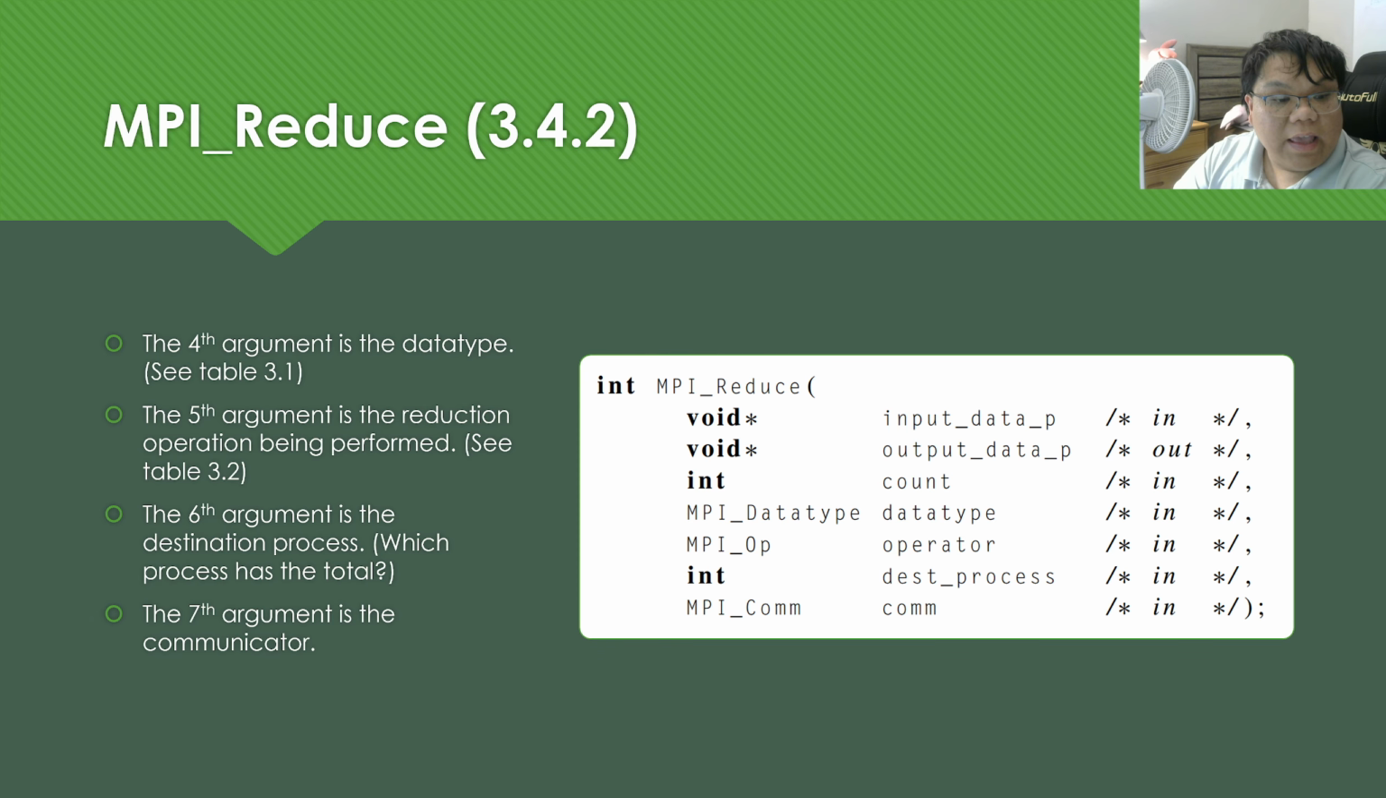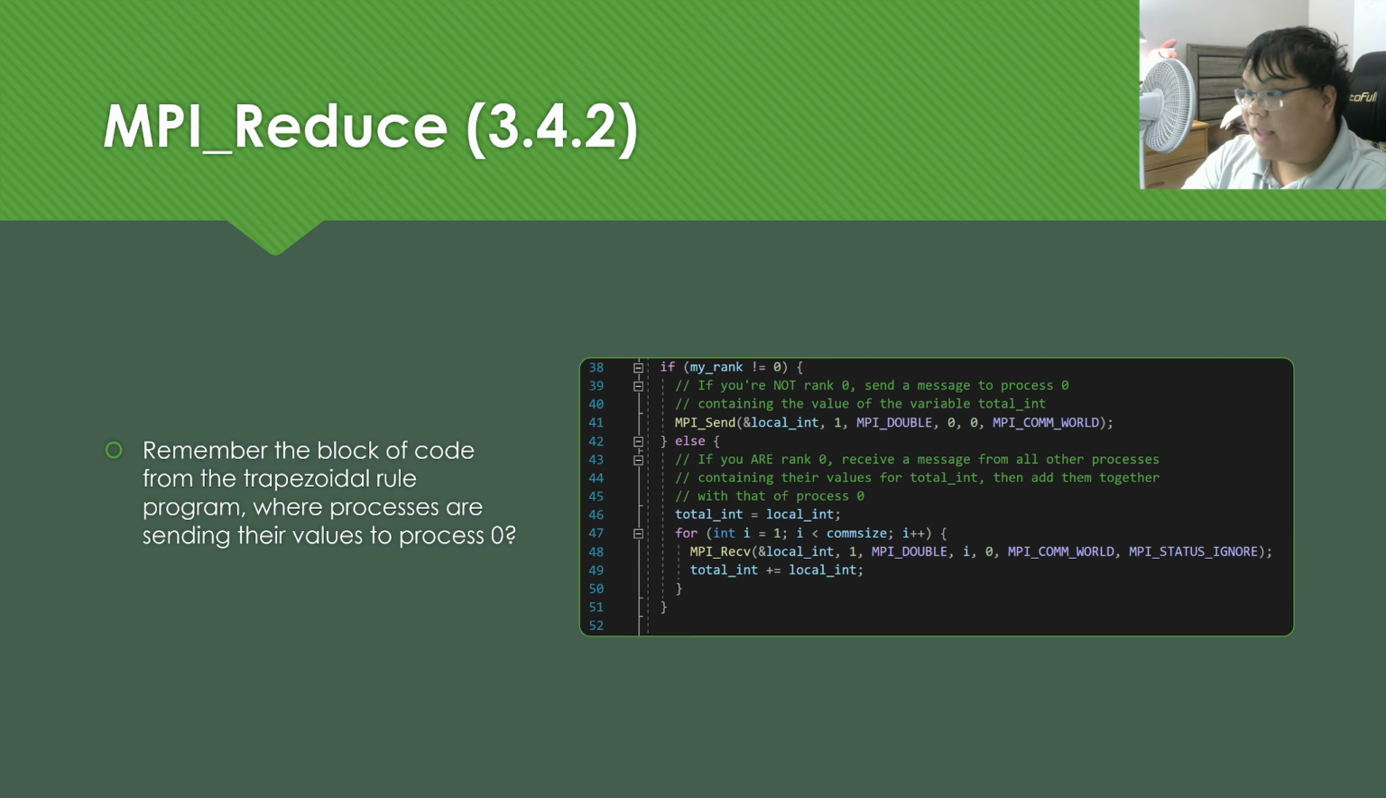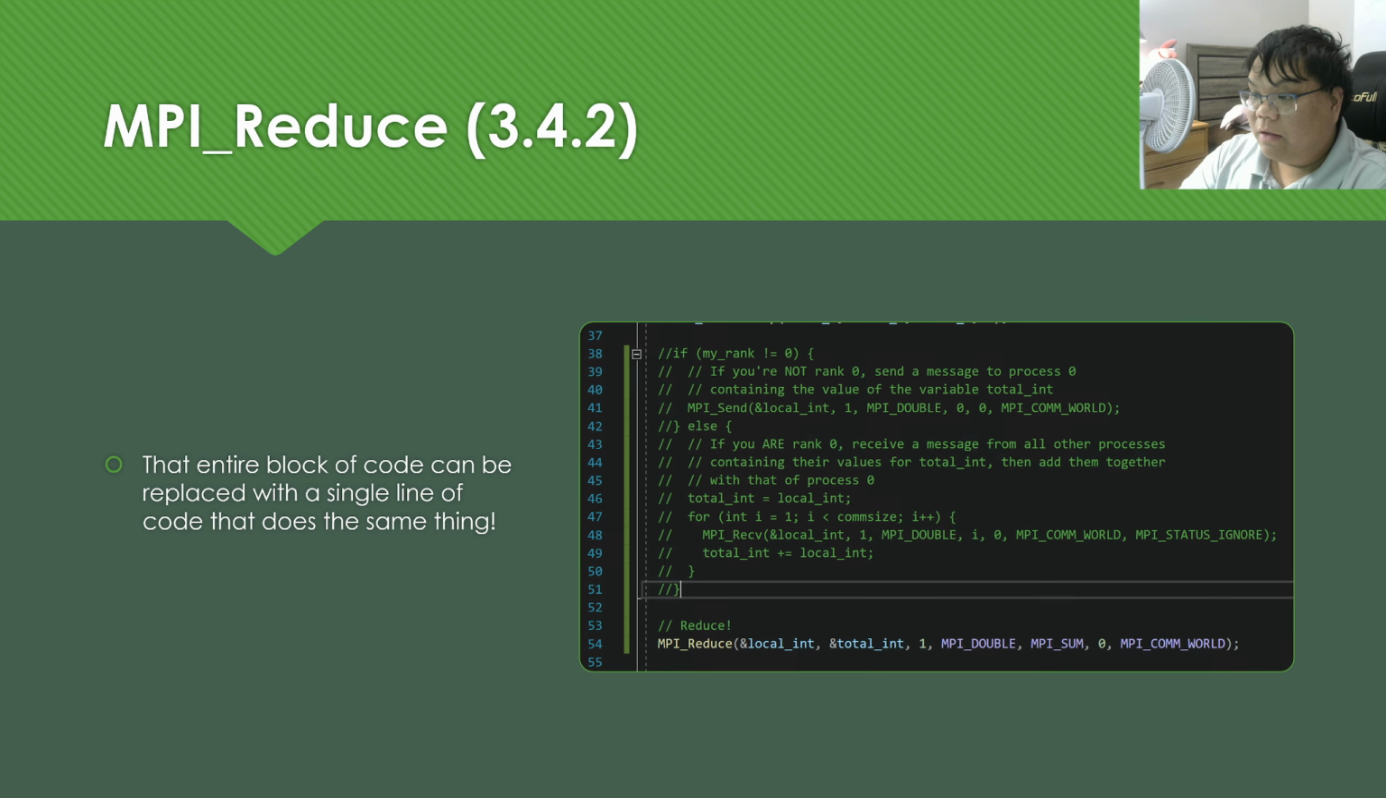The sixth argument is the destination process, basically which process is carrying the total. And the seventh argument is the communicator. So there are 7 arguments you are to pass in with MPI reduce. That means, with the knowledge of MPI reduce, we can take some block of code that looks like this and replace all of that with just one line of code. How neat is that?